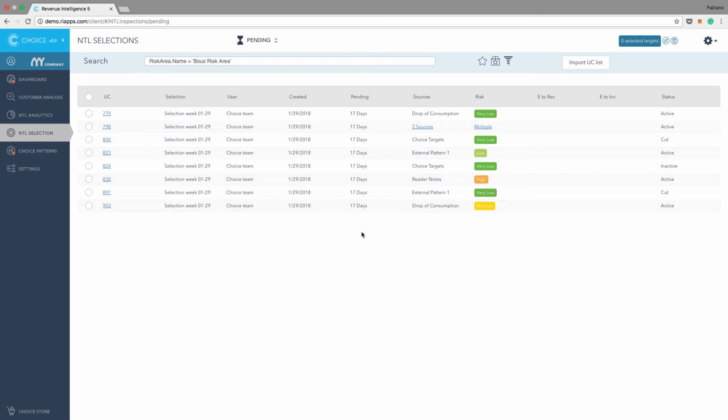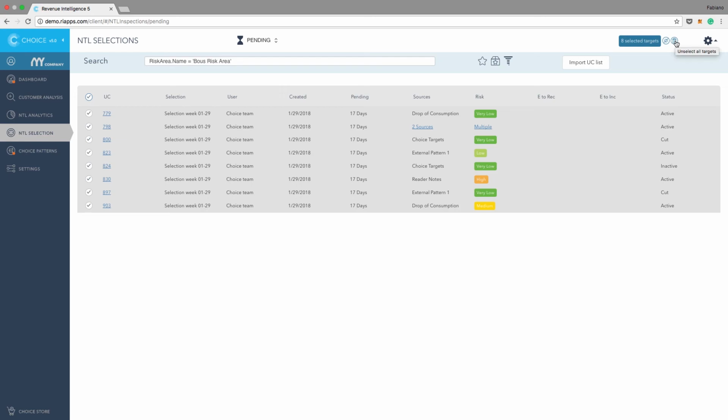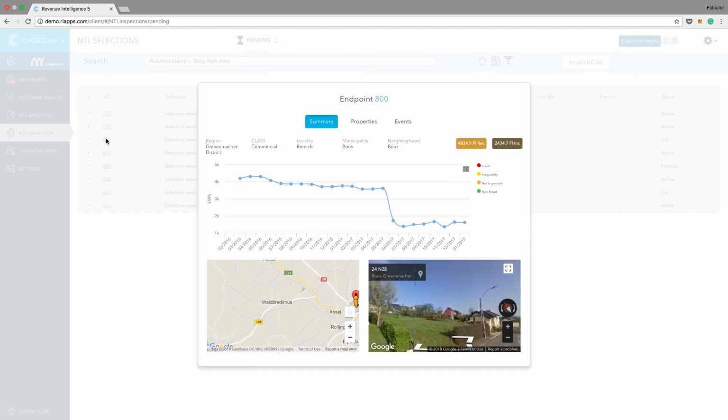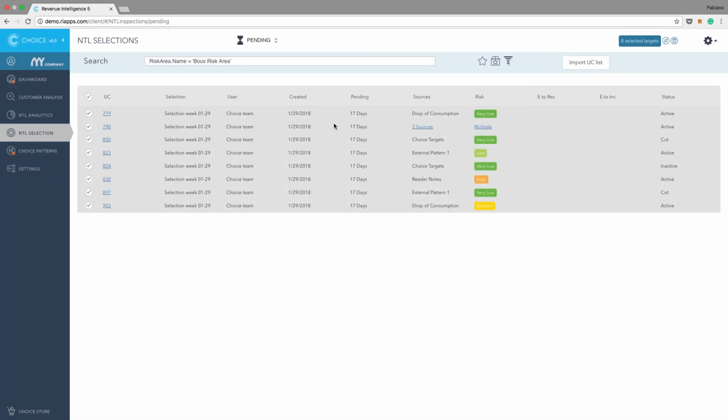Yes, we have 368 inspections already pending, with 17 days pending in the Boos risk area. Probably the best way is to cancel these inspections. Let's click here to cancel. Let's see just some examples of the customers. Here is an example of a customer in Boos that is inside the risk area. The best way is to cancel, so let's click here to cancel, and that's it. We should not go to the risk area in Boos, because the rate of non-inspected will be huge and we are going to lose our money. Okay, thank you very much.